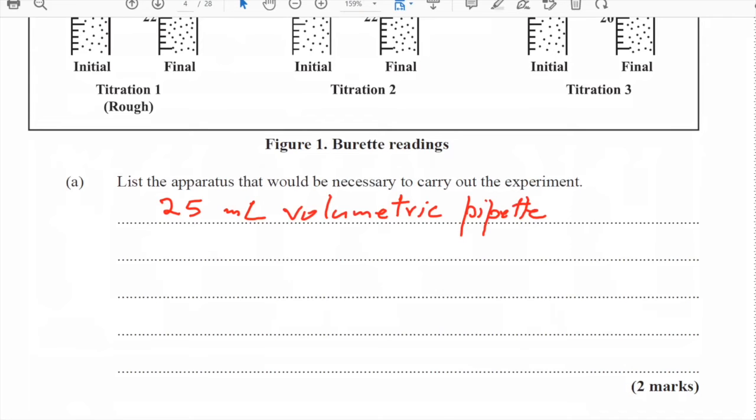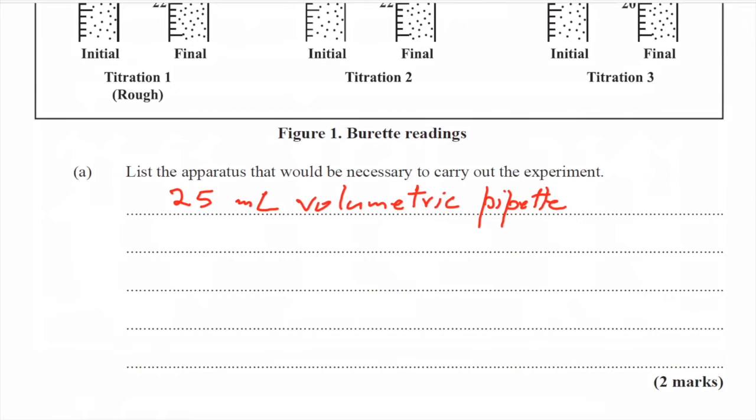The contents of the flask were mixed and titrated. That's not where it was. Right, so they said it in the second line. 0.500 gram sample of iron salt was placed in a conical flask. To it, 25 mL of dilute sulfuric acid. Right, so we have the conical flask.